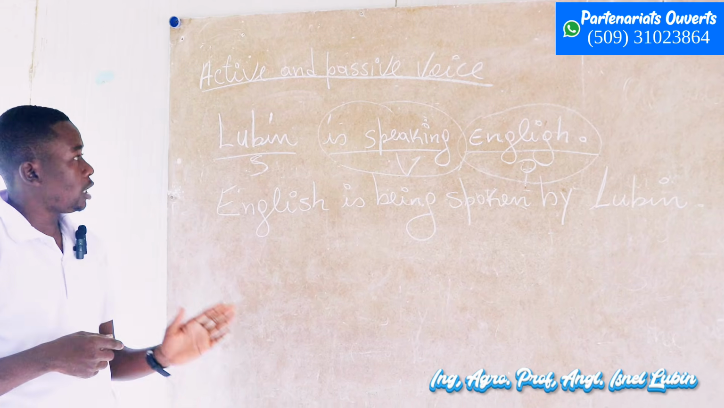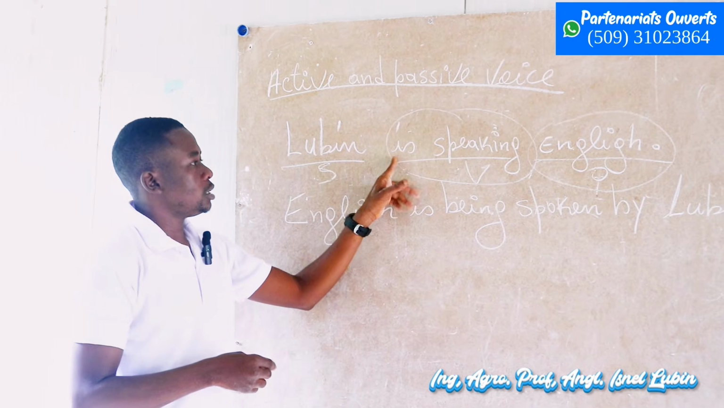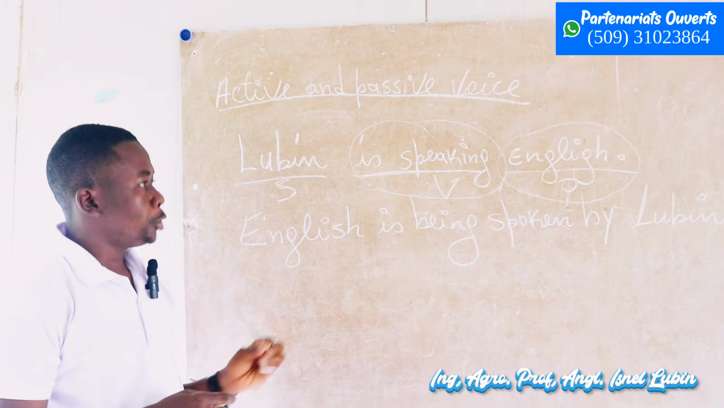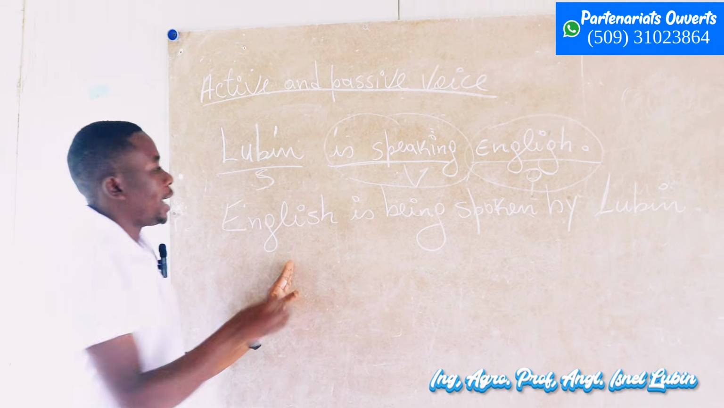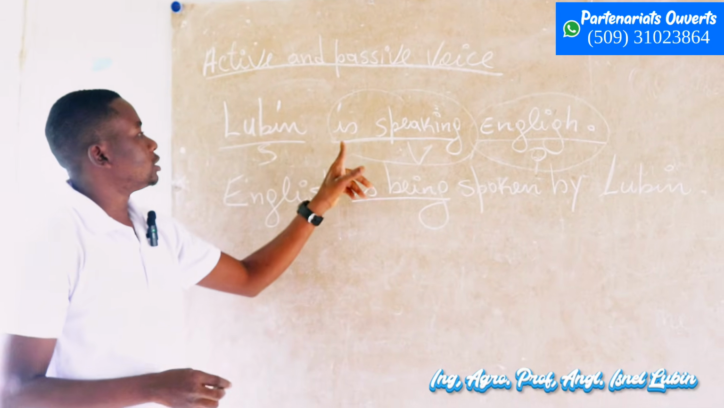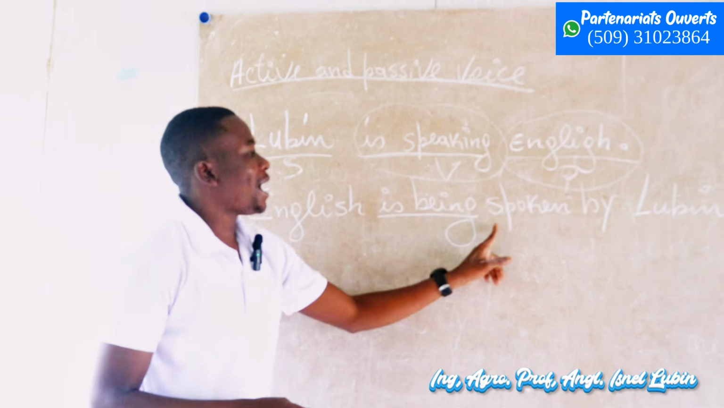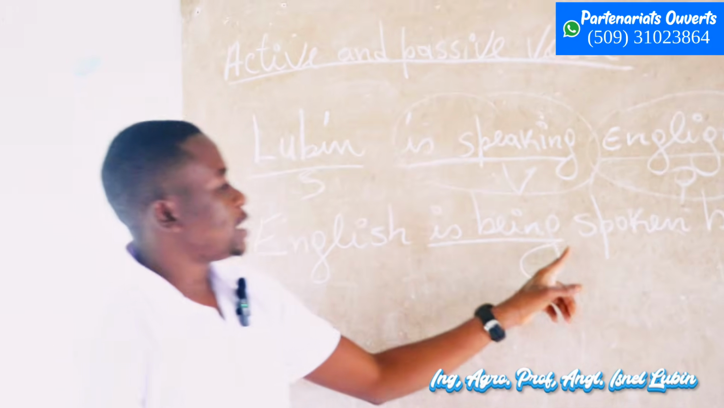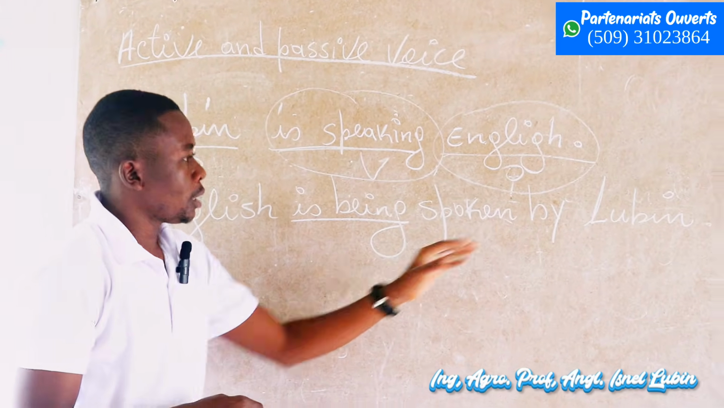So, as I was saying, Lubin is speaking English. Lubin is the subject, is speaking is the main verb, and English is the object. I just move English to the subject position, and then I conjugate to be in present progressive, because the verb to speak was in present progressive. Then I add the past participle of the main verb, because the past participle is spoken. I say English is being spoken by Lubin.